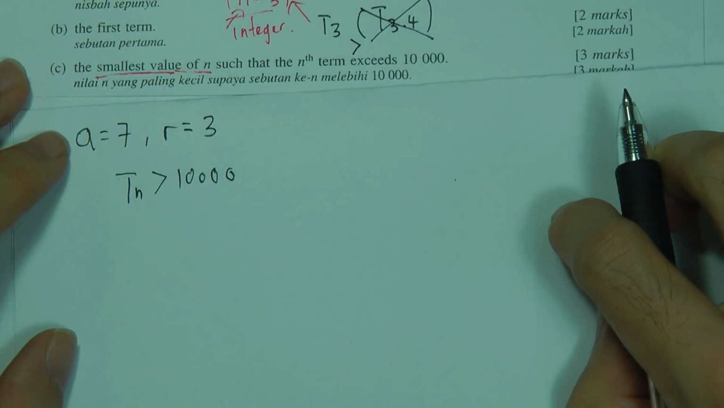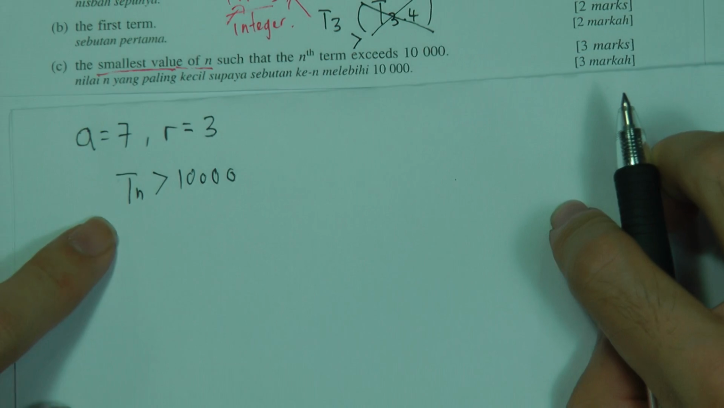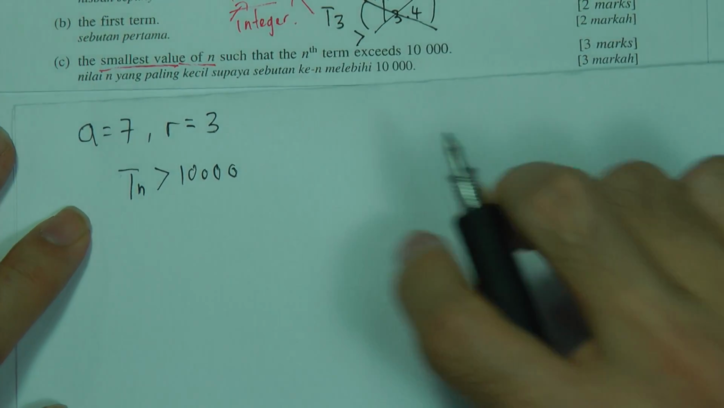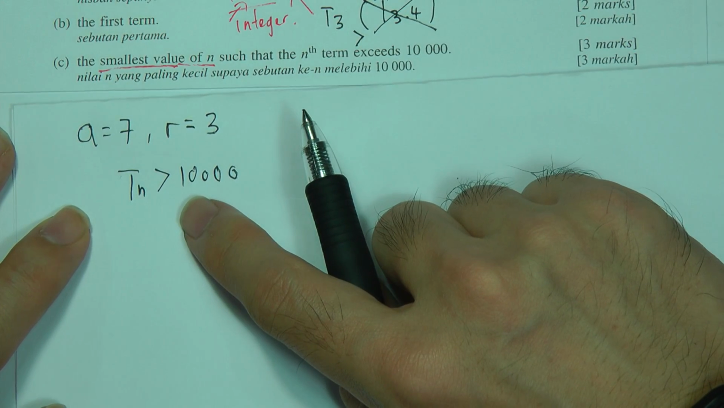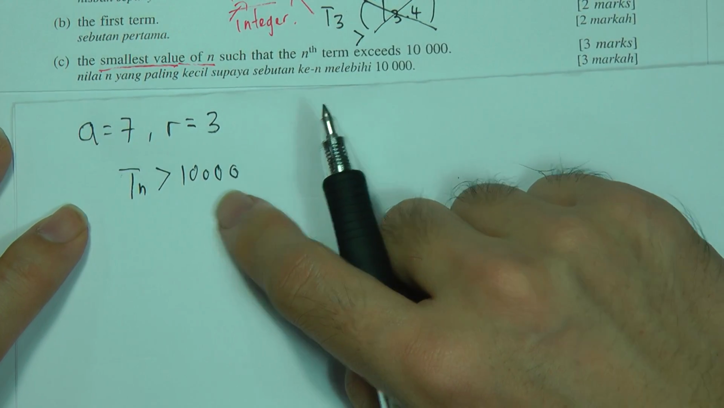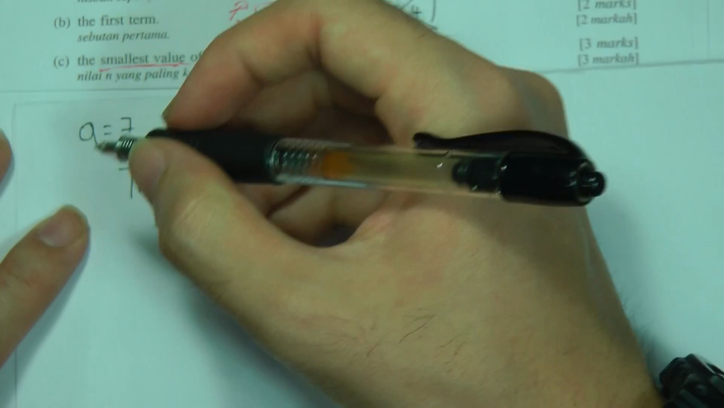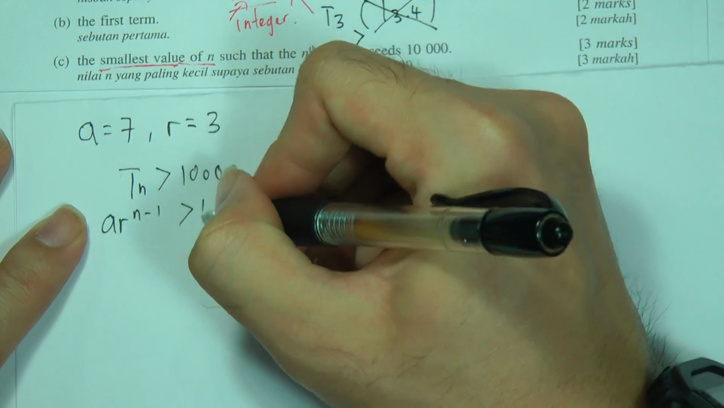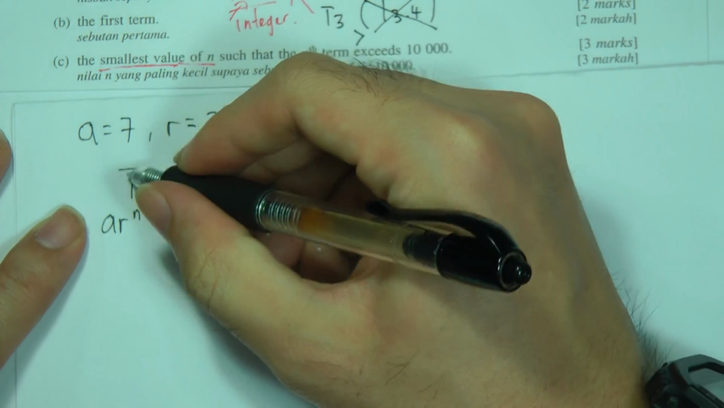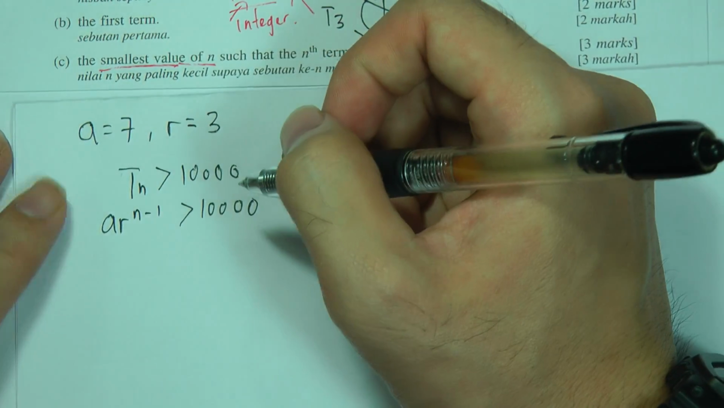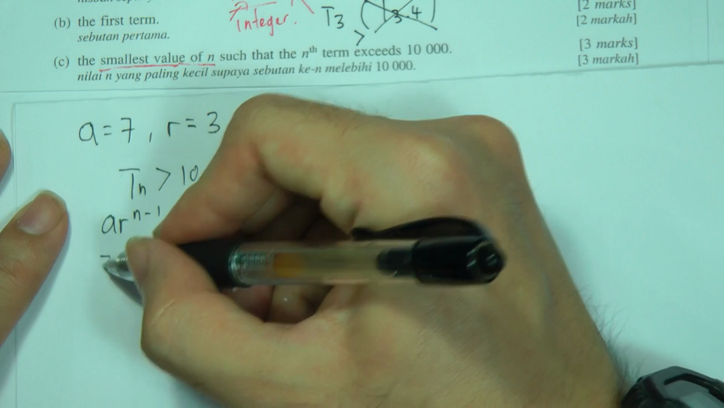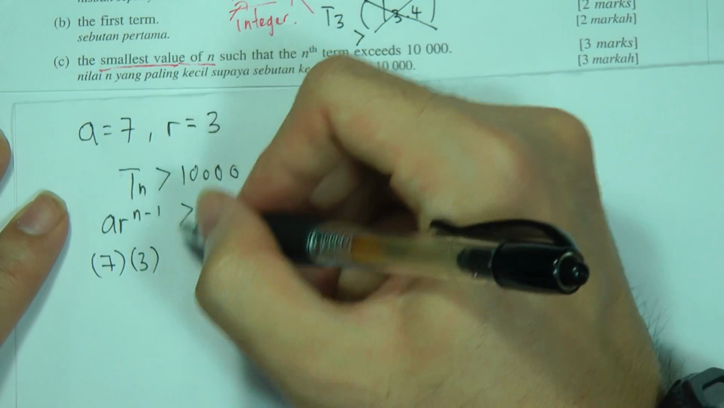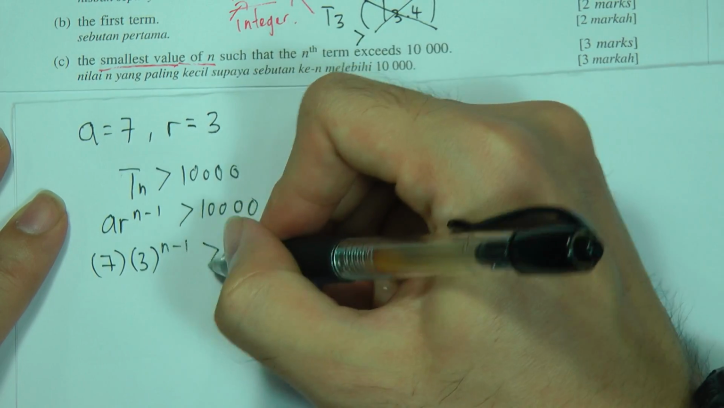So you must write this out, and then he asks you to find the n value. In geometric progression, most of the time when you want to find the n value, you have to use log. So for this one, what is the formula? The formula is ar^(n-1) should be bigger than 10,000. This is the formula for Tn in geometric progression. So a is 7, r is 3, and n minus 1 will be bigger than 10,000.